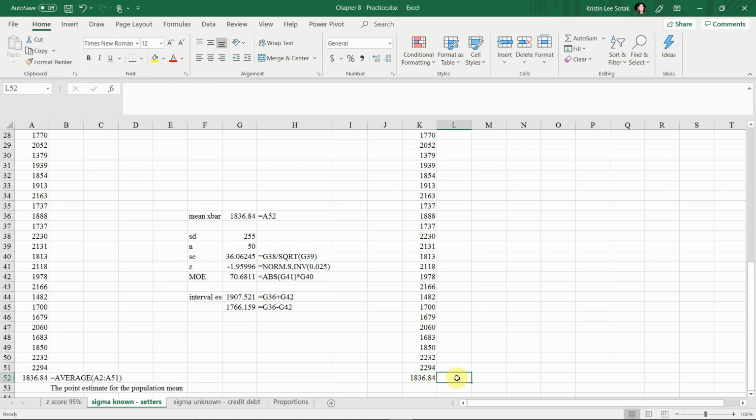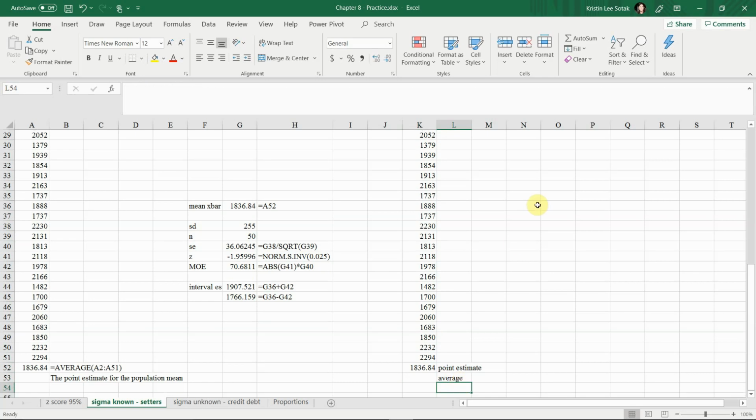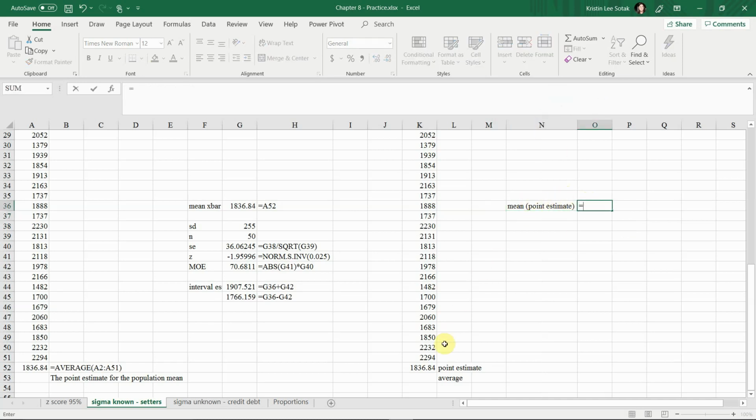So anyways, that's our point estimate. That's our value of our true population parameter, basically the sample statistic, our average here. From that point estimate, we are creating an interval estimate. So we have to add and subtract the margin of error from that. That point estimate is just the average we just calculated.